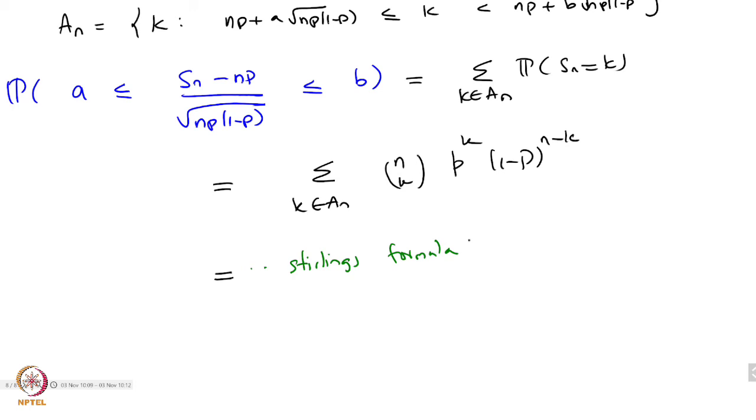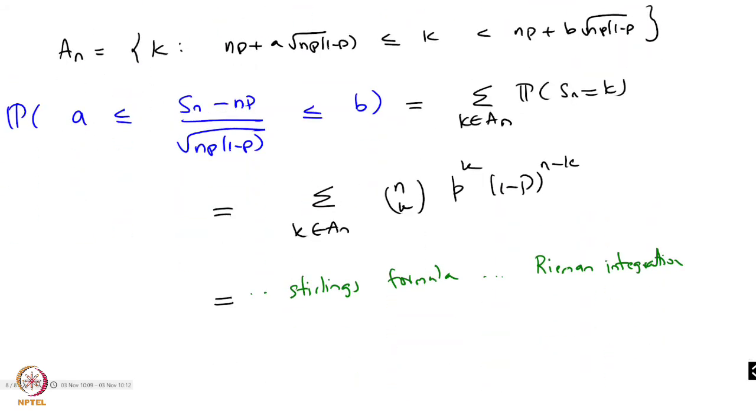Stirling's formula. And you have to use the definition of Riemann integration. So because I've scaled everything correctly in this fashion, my AN is defined in these small sets. What will happen is that this will converge, because it's a big leap of faith. As n goes to infinity, if I do these factorials properly, it will converge to the integral from a to b of e to the minus x squared by 2 over square root 2 pi. This is something that one will have to show.